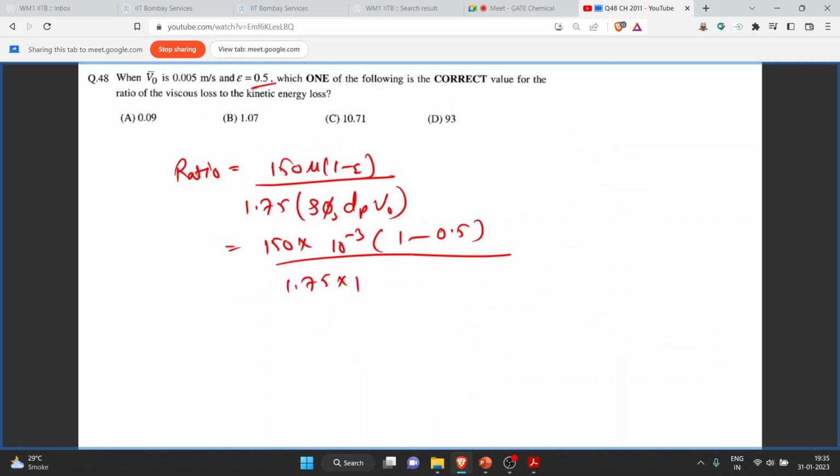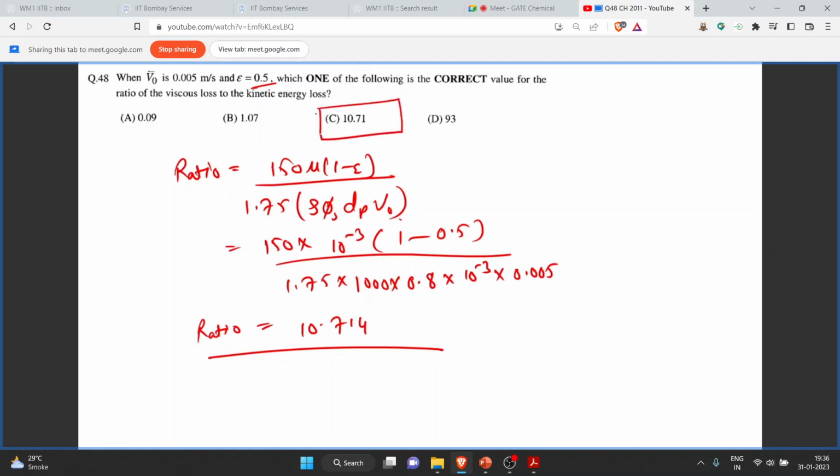That is, 1000 into 0.8. Diameter was 10 raised to minus 3. And the superficial velocity V naught bar we have been given as 0.005 meter per second. So we can calculate this, and this ratio will come around 10.714. That is, for the given system, the ratio of viscous loss to kinetic energy loss will be 10.71, and we can select option C as the correct answer from the given options.